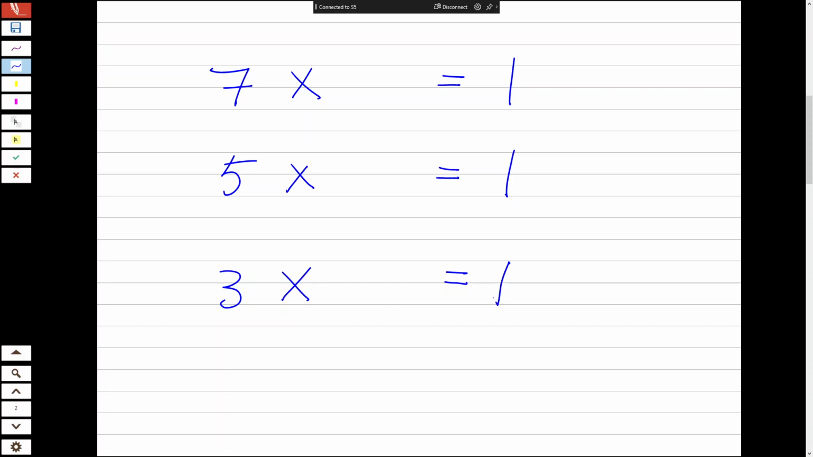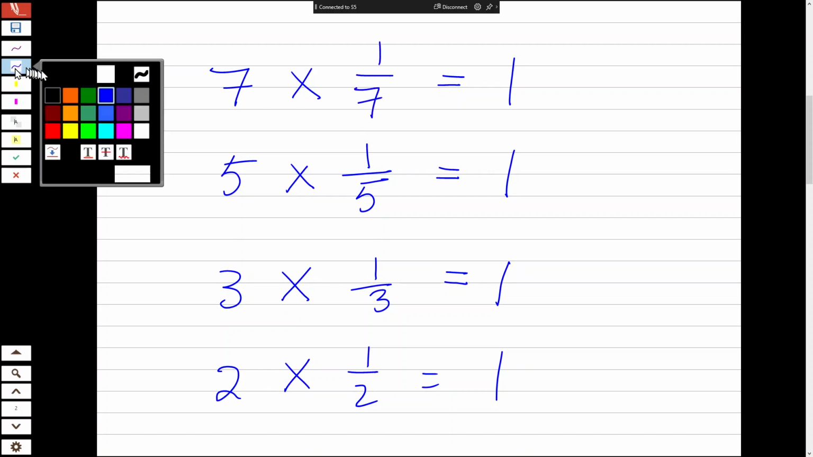If I have 2 halves, does that make a whole? Yes. Okay? So you believe me, but if I wrote this equation down the bottom, does that look familiar or unfamiliar to you? What should go with the 3 to make 1? A third. What should go with the 5? 1/5. What should go with the 7? 1/7. Okay? So this is where we are going today.